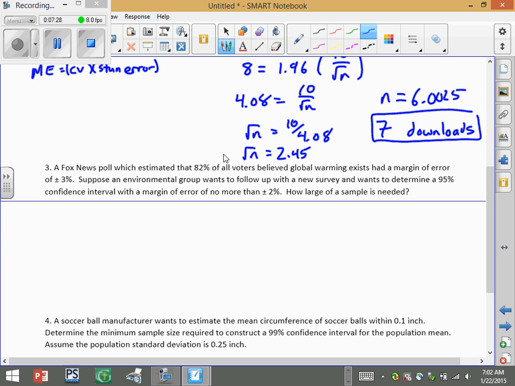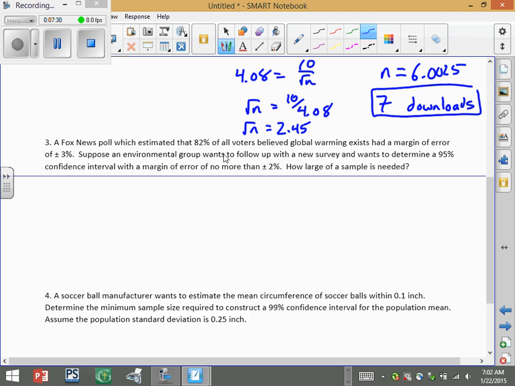One more example here. Fox News poll estimates 82% of voters think global warming exists. It has a margin of error of 3%. So suppose an environmental group wants to follow up with a different survey to determine a 95% confidence interval with a smaller margin of error of 2. How big of a sample should they need? So here we go. We don't know how big the original sample was, but here they'd like to make the margin of error smaller. So probably they'd like to do a bigger sample. Well, how big of a sample do they need? So here's our margin of error. That's our new one, 0.02. Here, 82%, that's a P that's being thrown around. So we're talking about a proportion problem.